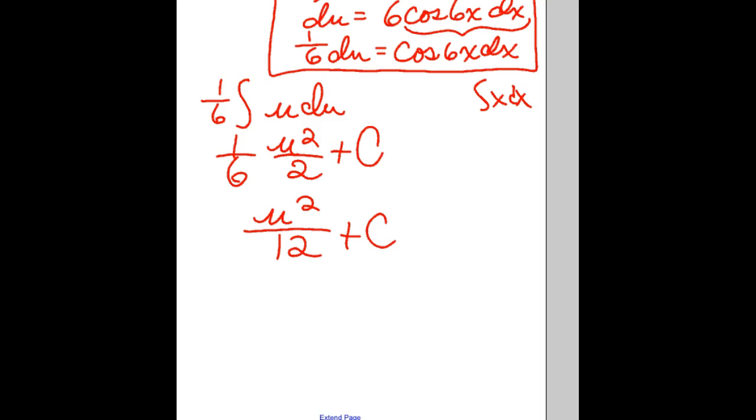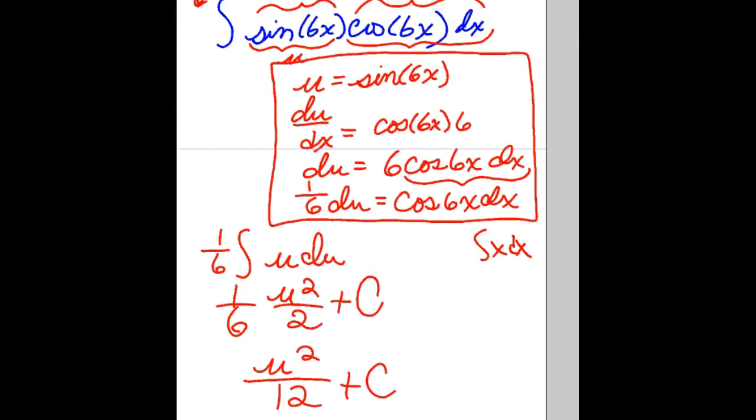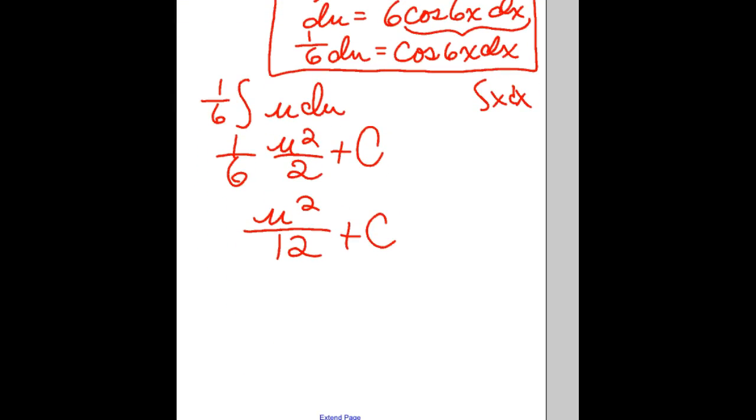Now I go back and insert my original u choice. It was sine 6x. So this is sine 6x squared. Now it's the whole function squared, so you either need to put brackets around the entire thing or in here, but you can't put it just right out here on the outside. All over 12 plus C.